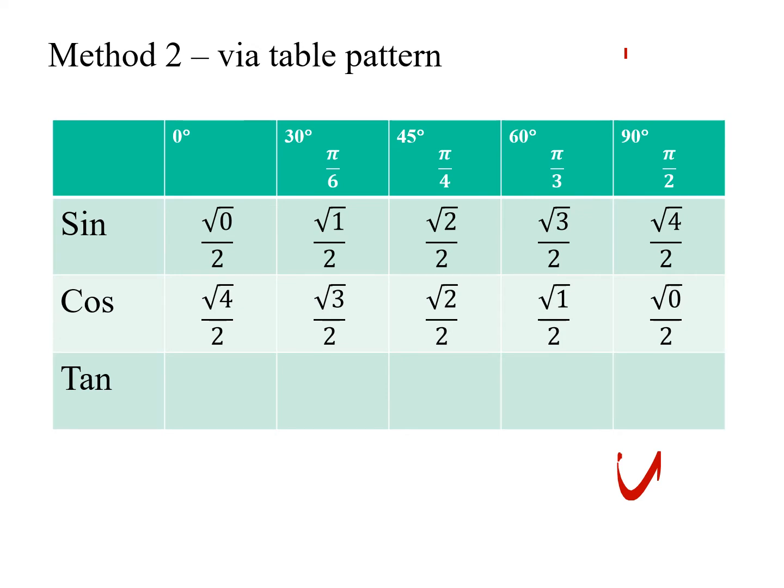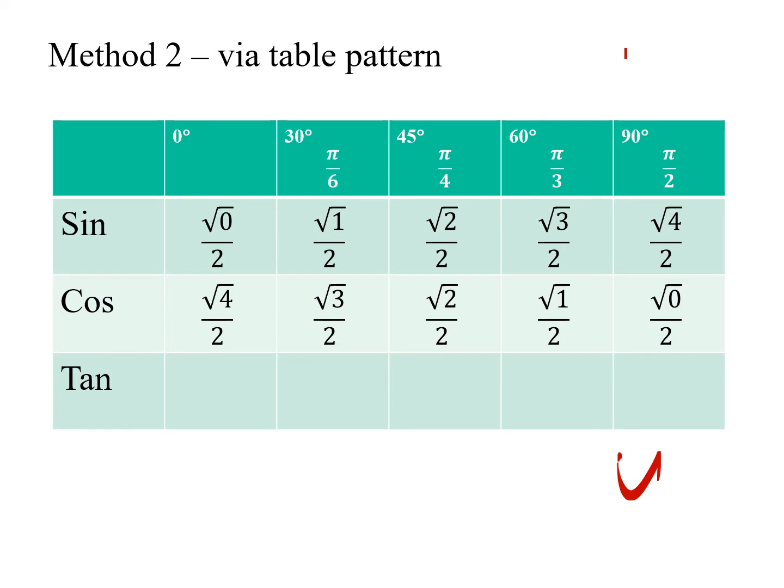And then you start with sine, cos, and tangent. So you go root 0, root 1, root 2, root 3, root 4, and then you divide each one by 2. And then for cosine, you do the opposite of the sine. So root 4 on 2, root 3 on 2, root 2 on 2, root 1 on 2, root 0 on 2. Just the other way around from the sine.